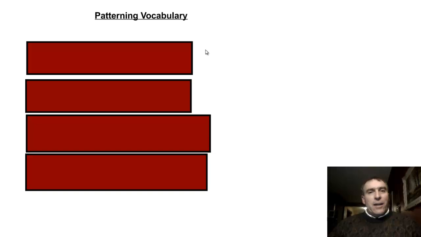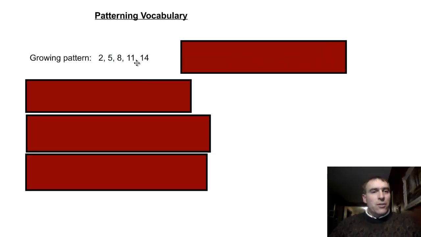So the first thing we have to talk about is some patterning vocabulary. And the first couple you've seen before. The first one is called a growing pattern. Another term for it is ascending pattern. Ascending meaning going like upstairs. I'm ascending the stairs, I'm going up. And this pattern is in fact going up.